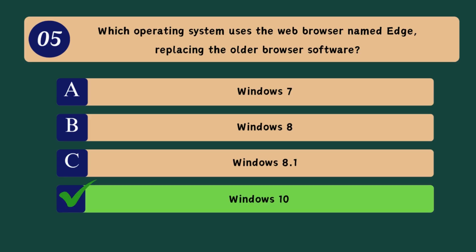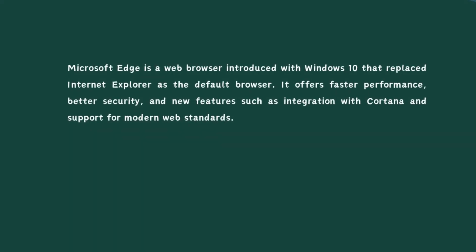Correct answer: D. Windows 10. Microsoft Edge is a web browser introduced with Windows 10 that replaced Internet Explorer as the default browser. It offers faster performance, better security, and new features such as integration with Cortana and support for modern web standards.